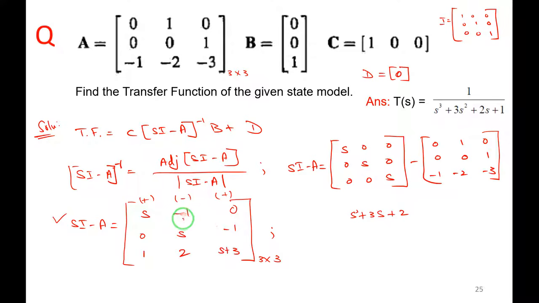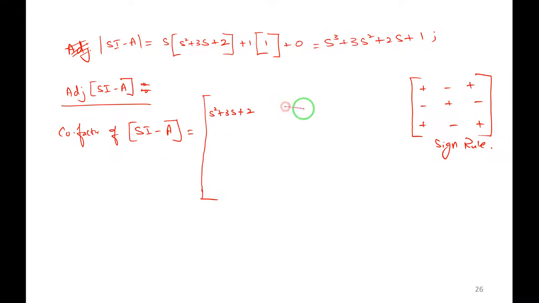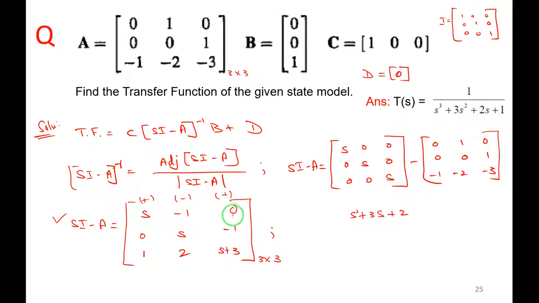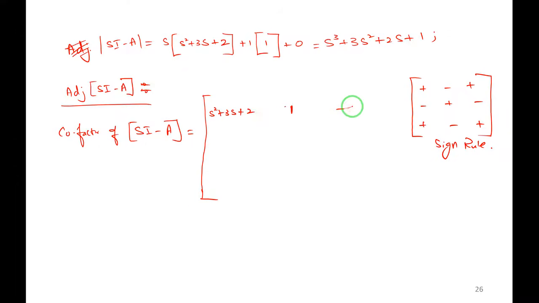Cofactor of this minus 1. Leave this column, leave this row. 0 into S plus 3, 0, right? Then next minus of. So minus into minus it will be plus, 1 into 1 is 1. So cofactor of minus 1 is 1. Then cofactor of 0. So leave this column, leave this row. 2 into 0 is 0, minus 1 into S. So minus S. So the cofactor of 0 is minus S.